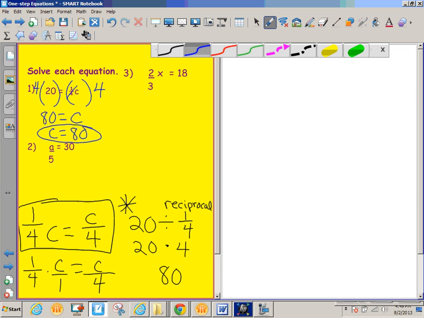As far as checking is concerned, you're saying 20 is equal to 1/4 of what number? 1/4 of 80, or 80 divided by 4, then is 20. Moving on to number 2.